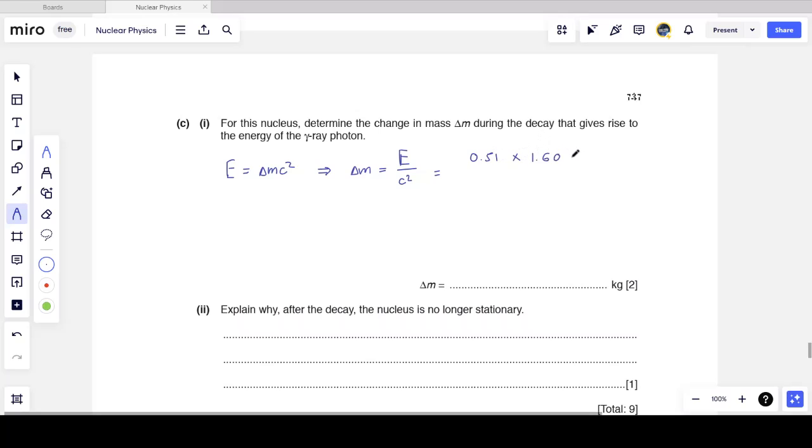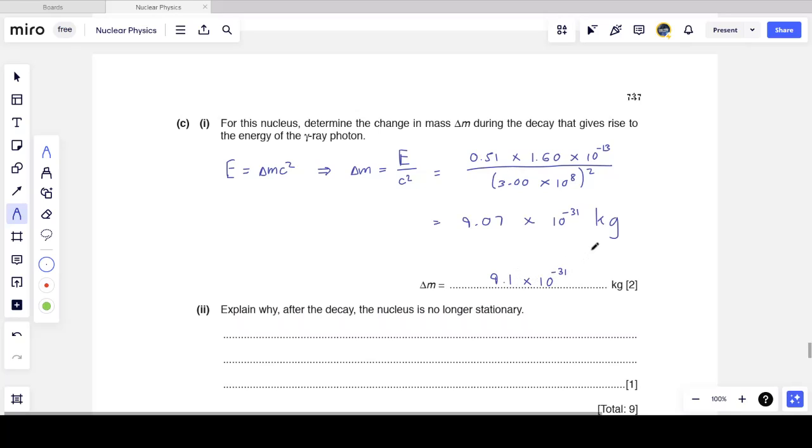We'll convert this to joules, multiply by 1.6 times 10 to the minus 13, over 3 times 10 to the power 8 meters per second, squared. And what we get is 9.07 times 10 to the minus 31 kg, or 9.1 times 10 to the minus 31.